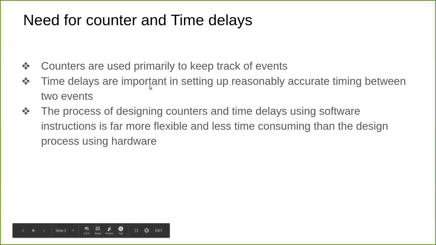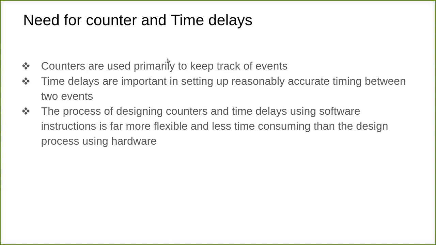So counters are used primarily to keep track of the events. Time delays are important in setting up reasonably accurate timing between two events. That's what I said. Between the red signal and the green signal, there must be a time delay, or else we will not be able to identify. So it is used to fix an accurate timing between two events. So these together form the synchronous execution of any event.